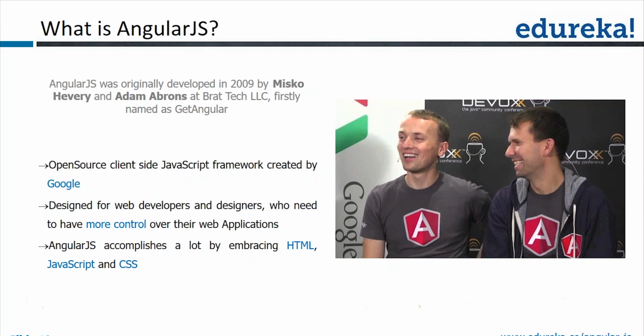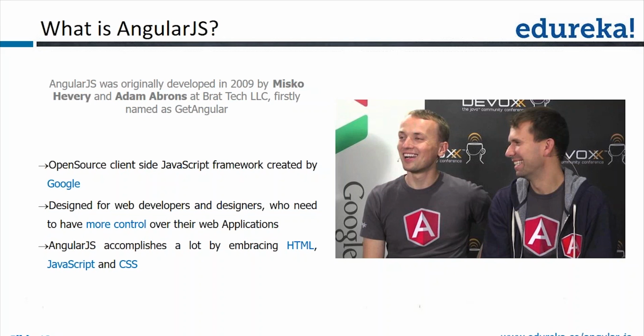Next one, what is AngularJS? AngularJS was originally built by Misko Hevery, and later Google took over this project, and Google developers are continually building AngularJS. It is an open source client-side JavaScript framework. It is not only a framework. Whenever you want to build some kind of new elements, you can build everything with this AngularJS.